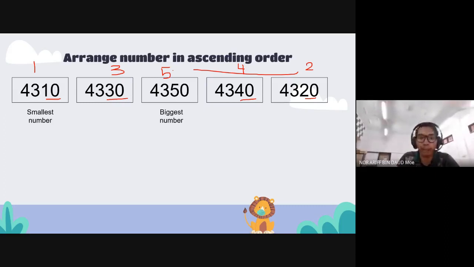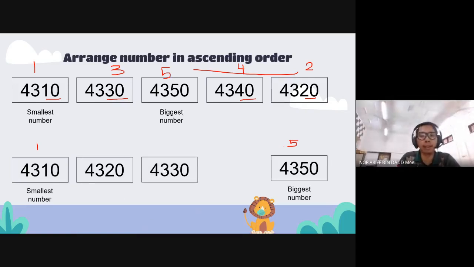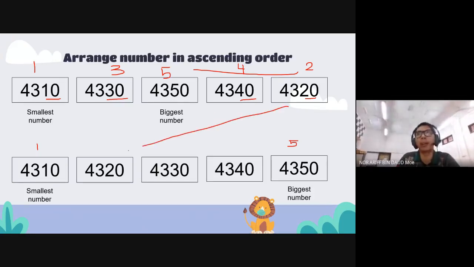So we already get the number 1, 2, 3, 4, 5. Okay, and then we put the smallest number and the biggest number. Okay, the number 1 and number 5. And then we put like this. Okay, this is number 2, number 3, and number 4. You look at here, this is number 2, this is number 3, and this is number 4.